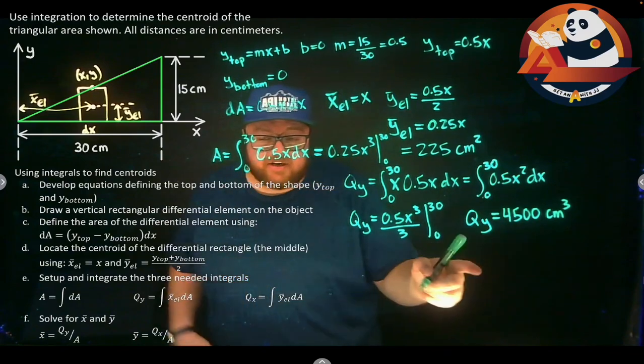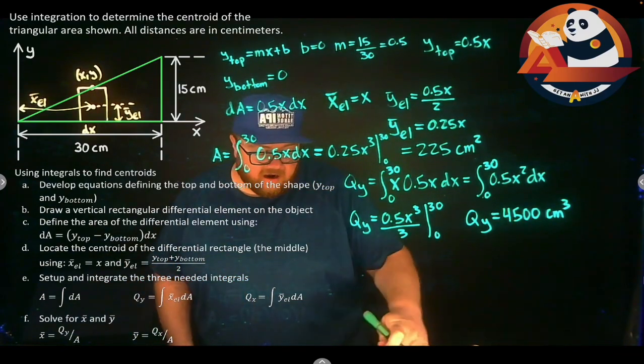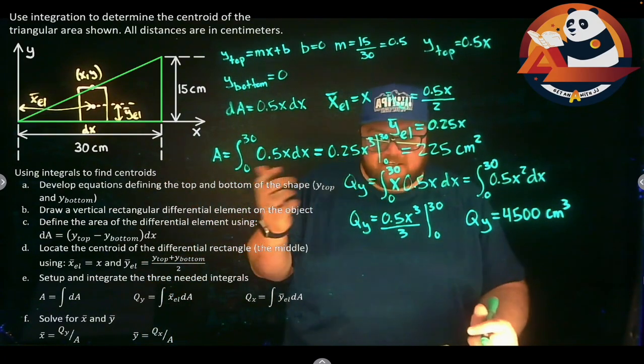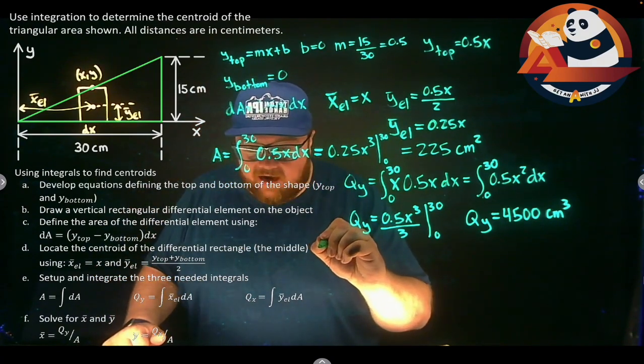Our Q values are going to feel a little bit abstract. Don't stress out about what they actually mean here. They are just the numerator for our centroid formula. So we're just trying to make this easy to work with in pieces. I can do a similar thing for Qx.